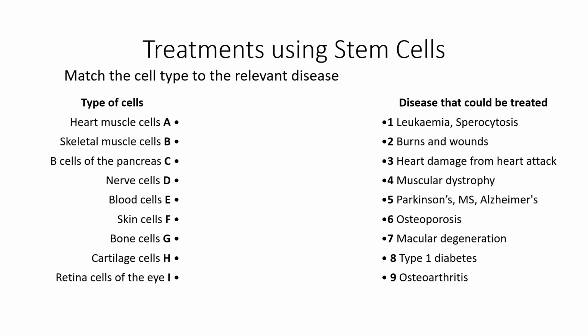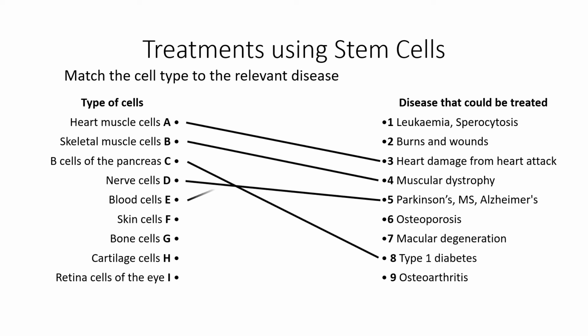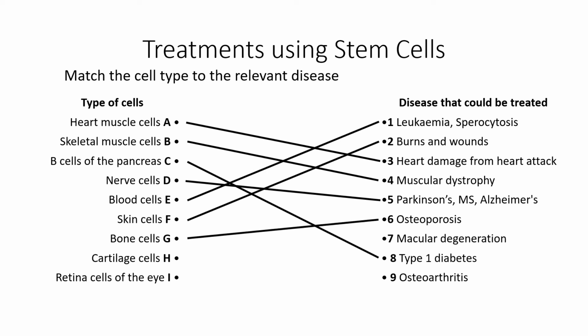And let's have a look at some answers. Again, you just have to come up with the connection between the disease and the particular part of the body that is affected by that disease. Once you know the particular part of the body that's affected by the disease, that is the type of stem cell or location of stem cell that you're going to want to use in treatment for that particular disease.